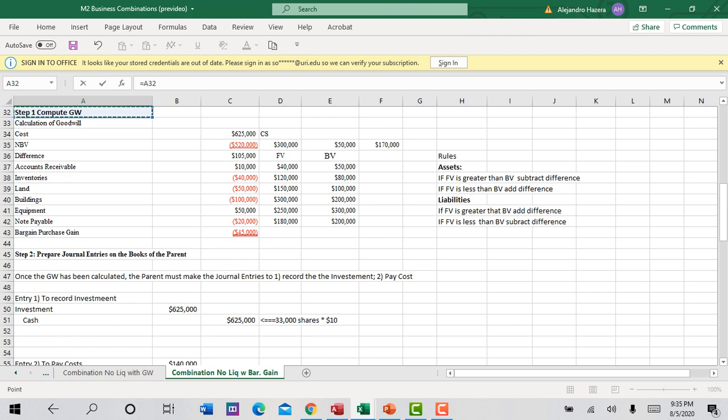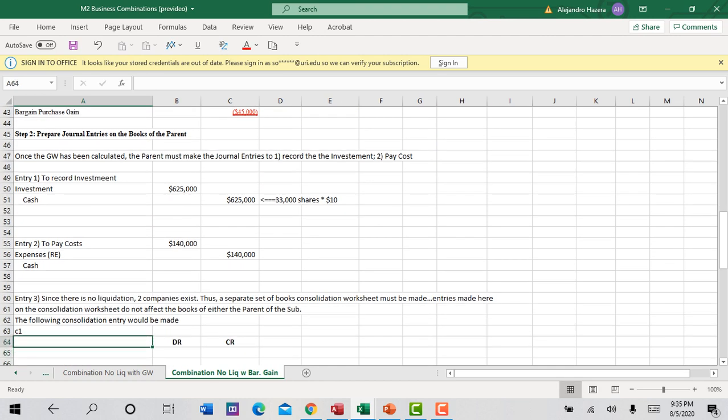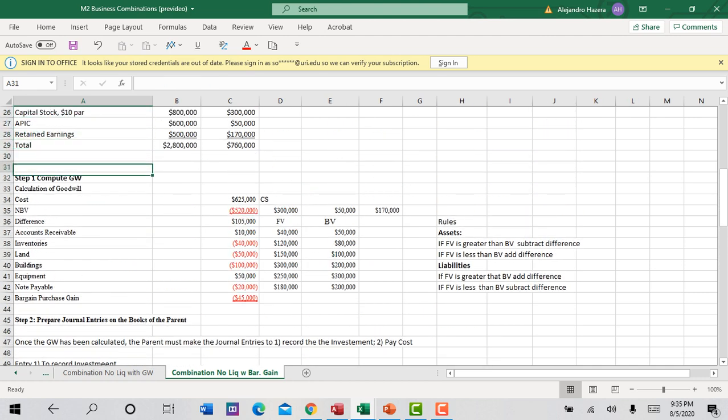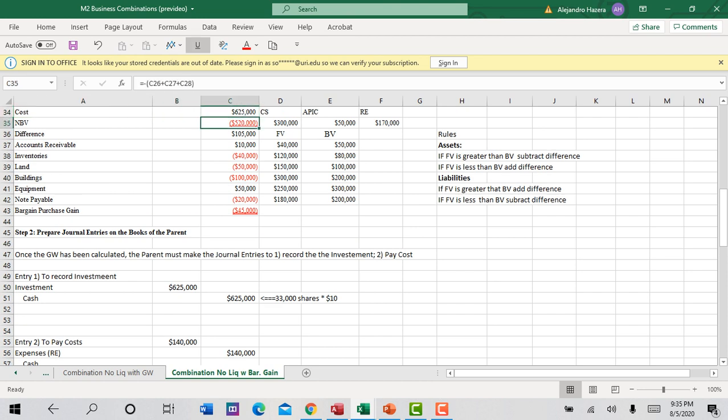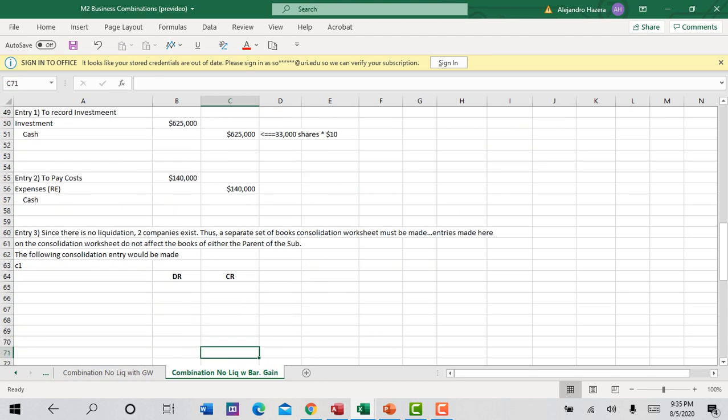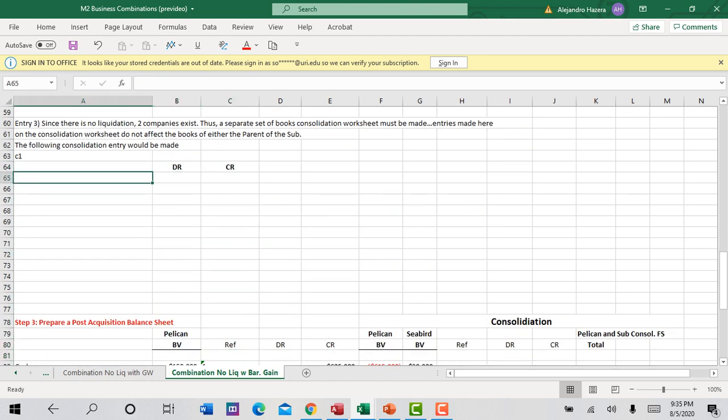You're going to eliminate the investment account and replace it with all its different pieces. Actually, you're going to eliminate some of the stuff too. I want to emphasize that this 300,000 here is common stock. The 50,000 is additional paid in capital, and the 170 is retained earnings. So you've invested 625. 520 of that is equity, and the remainder is all these adjustments and the bargain purchase gain. Okay, so I'm going to go ahead and write those amounts down.